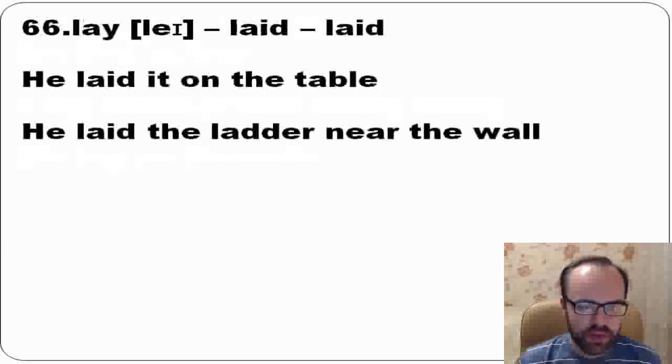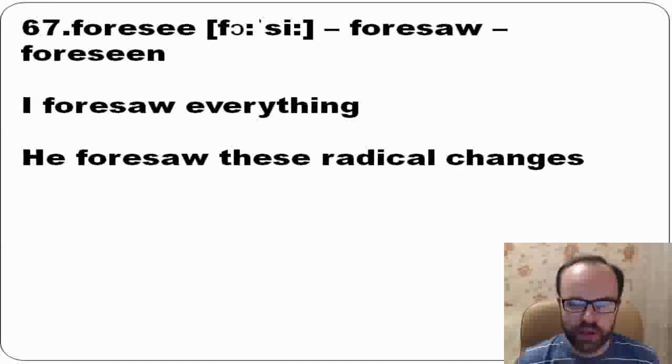Well, so lay, laid, laid. He laid it on the table, or he put it on the table. He laid the ladder near the wall. He put the ladder near the wall.